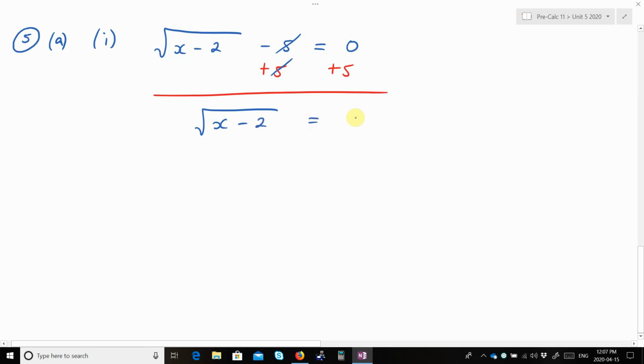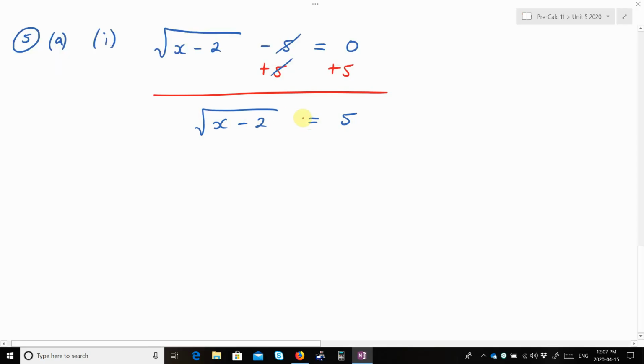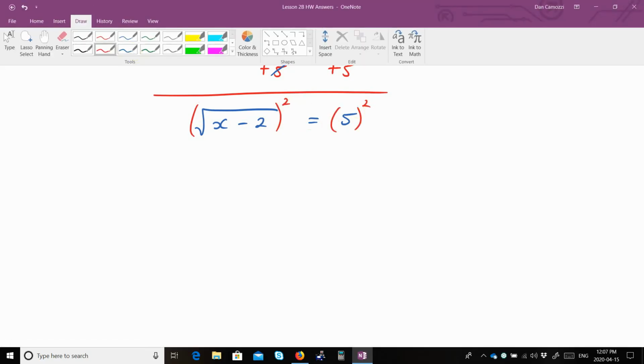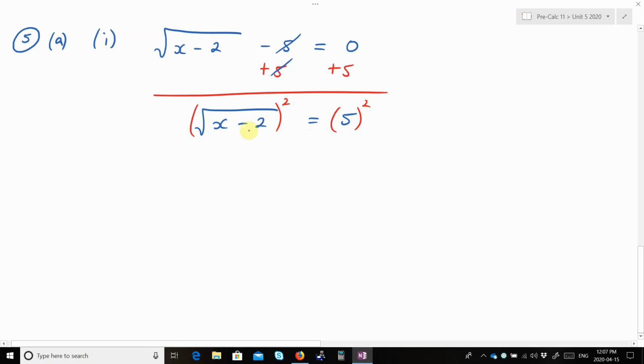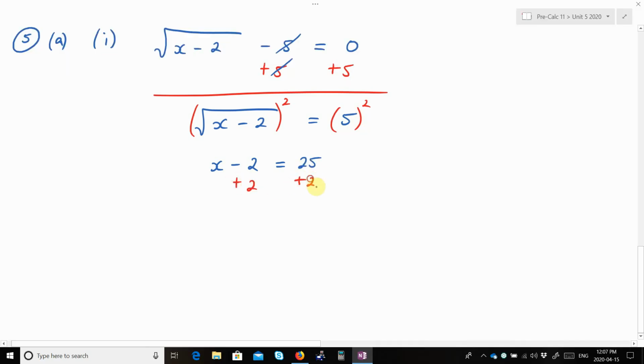The square root of x minus 2 then is equal to positive 5. Good, that seems okay because you can only have positives coming out of the square root. So we will square both sides. Squaring undoes the square root, so we'll be left with x minus 2. 5 squared is 25. And we're going to add 2 to both sides to get x by itself. x is equal to 27.